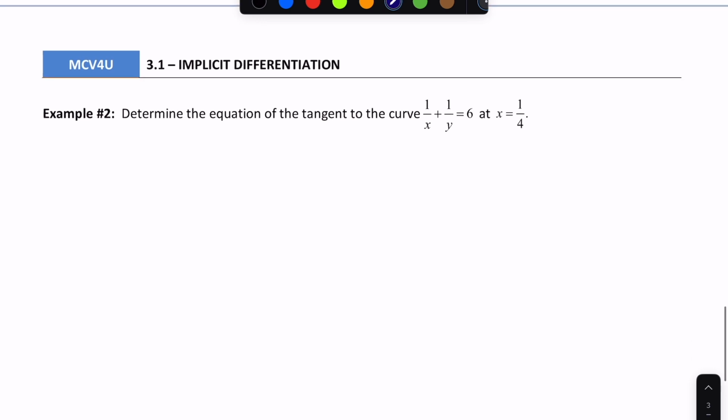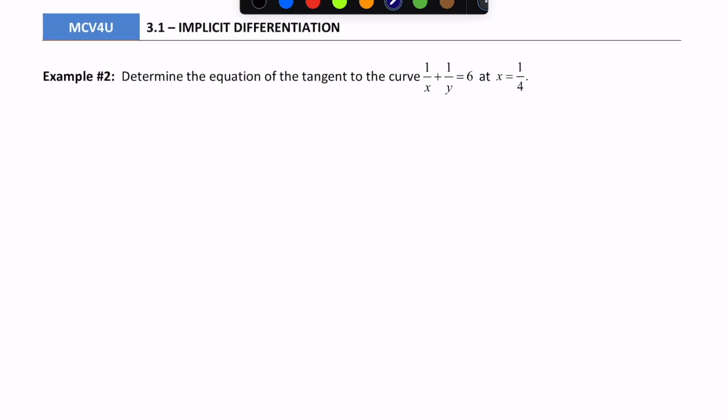Okay, so now let's look at this example. It says determine the equation of the tangent to the curve 1 over x plus 1 over y is equal to 6 at x is equal to 1 over 4. So remember, the equation of the tangent means that we're finding y is equal to mx plus b. And again, the m value of the tangent, or the slope of the tangent, is equal to the derivative of y. And we know that the derivative of y is also dy over dx.